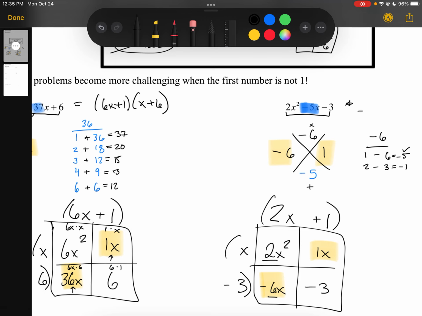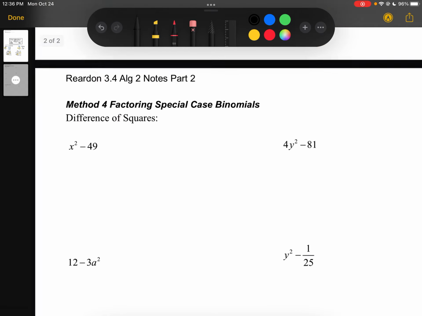So by using that method, we have 2x plus 1 and x plus 3. Sorry, x minus 3. So that's the key there, is really just trying to fill in that box using that x method and then really just working backwards.